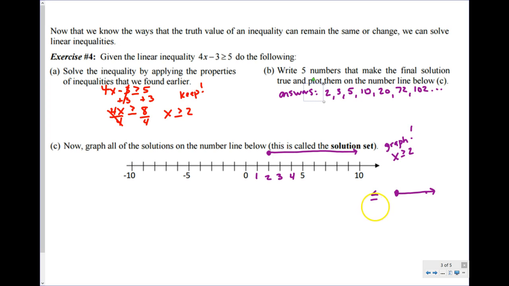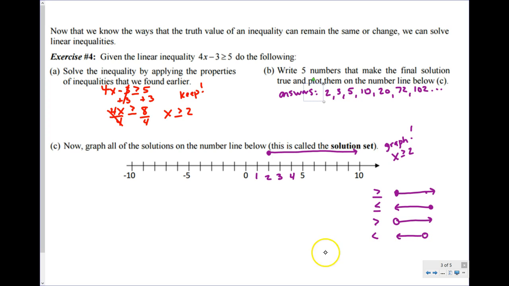Now, a couple other symbols. Oh, I'm so sorry. I'm messing this up. This is a greater than or equal to. If I have a less than or equal to, I'm going to draw my closed circle and have an arrow pointing left. If I have a greater than without the equal to part, I have an open circle and an arrow pointing to the right. And a less than, I've got an open circle and arrow pointing to the left.